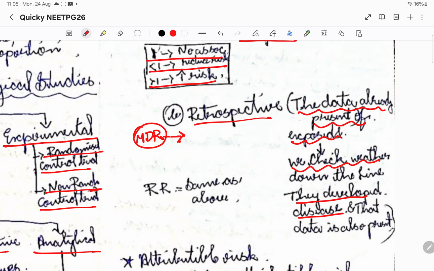the manager over there, please give me the list of all the patients that came with the exposure of smoking. Okay, so let us take this as the exposure. Give me a list of all the people who had a history of smoking. Then I check whether these people had developed lung cancer.